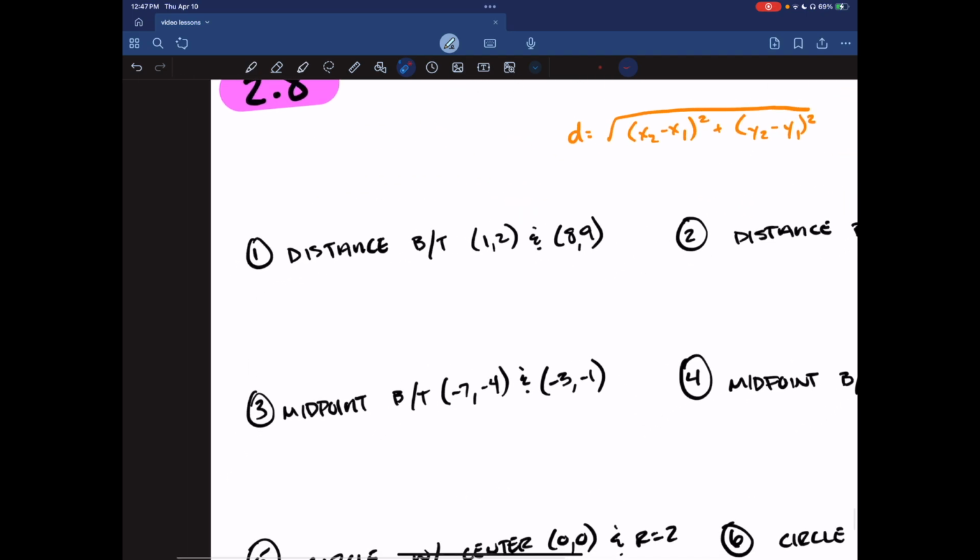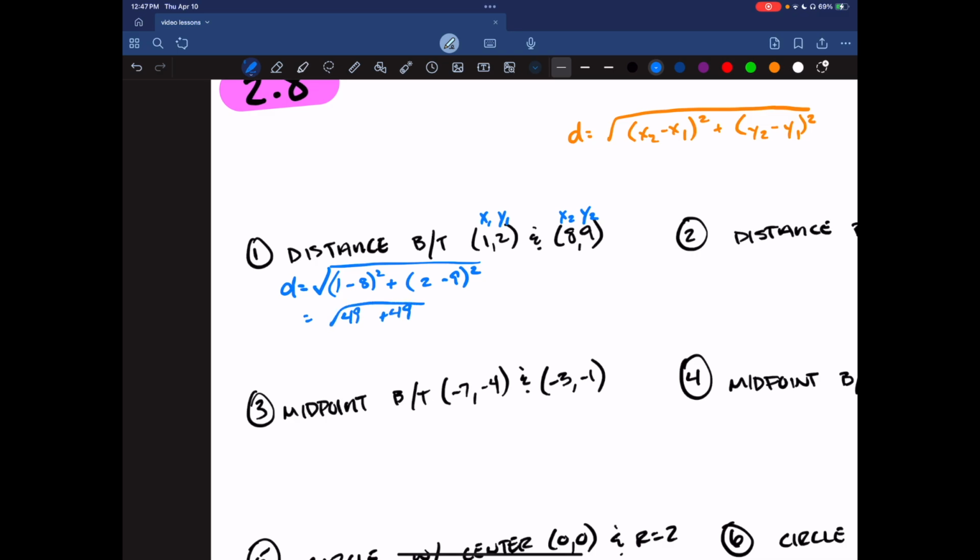All right, so let's take a look at this. We're not going to overcomplicate this really at all. d equals, you have x1, y1, x2, y2. Now, it doesn't really matter which order you do this in because your squares are going to take care of your signs. So this is going to be the square root of 1 minus 8 squared plus 2 minus 9 squared. 1 minus 8 is negative 7, so it's 49. And 2 minus 9 is also negative 7, so it's also going to be 49, so you've got the square root of 49 plus 49.